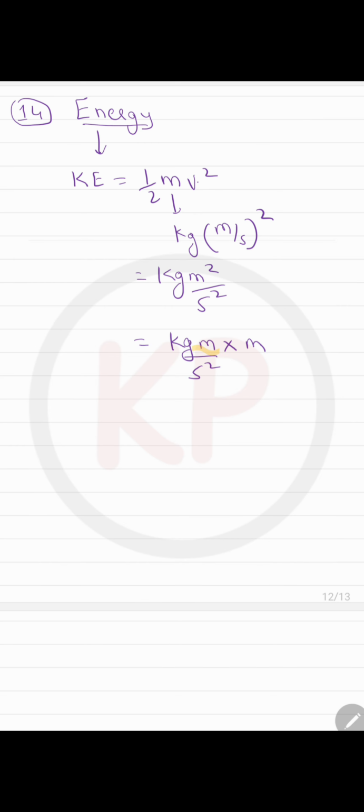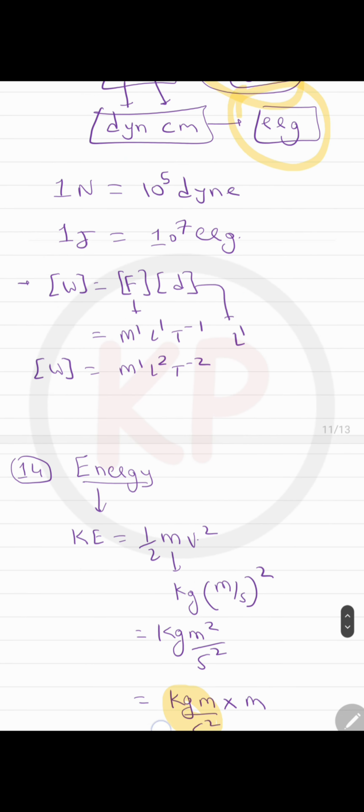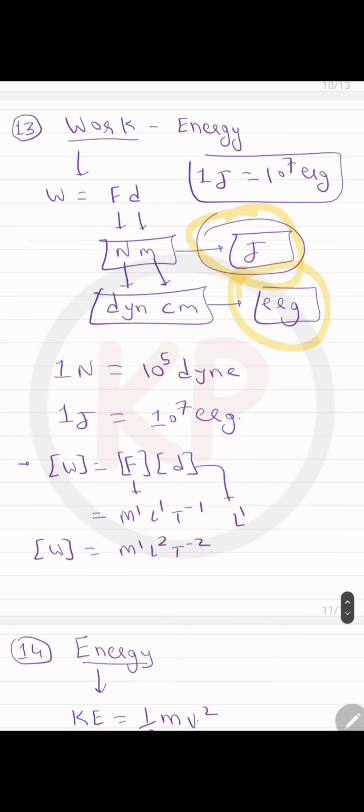The reason is kg meter per second square becomes Newton. So this will be Newton into meter. Newton meter into meter is called joule. One more unit is erg, as we just saw in case of work. Here, for work we had Newton meter is a joule, dyne centimeter is erg.